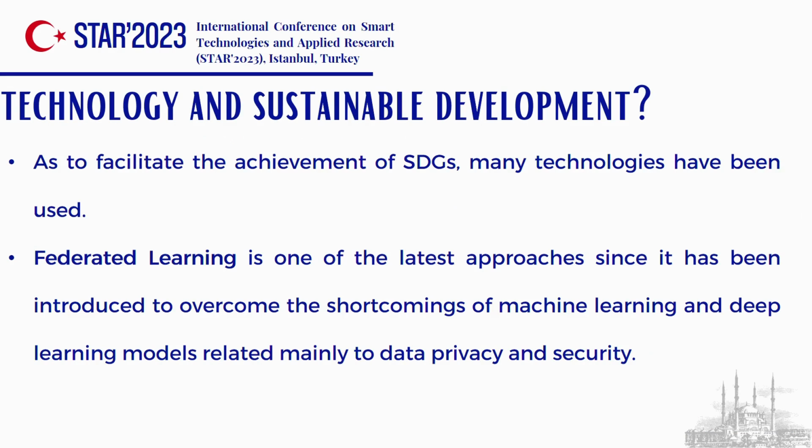So now let's discover how technology helps in achieving sustainable development. So as to facilitate the achievement of SDGs, many technologies have been used. Federated learning is one of the latest approaches since it has been introduced to overcome the shortcomings of machine learning and deep learning models related mainly to data privacy and security.